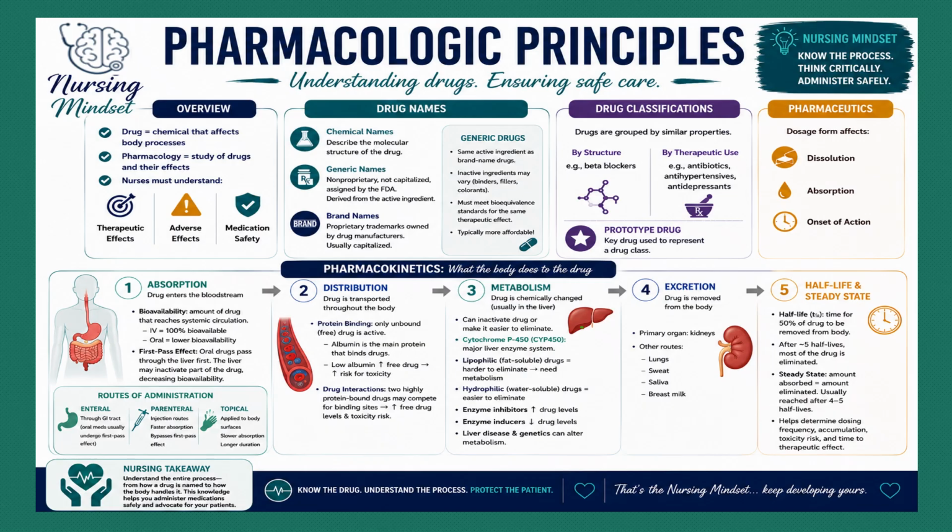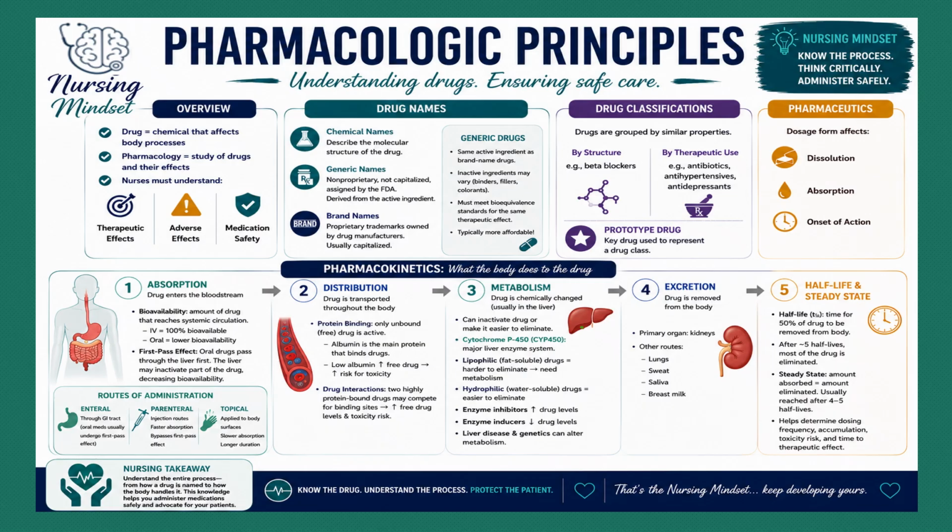Pharmacologic principles can feel like a long list of terms: absorption, distribution, metabolism, excretion, half-life, steady state, peak, trough, bioavailability, and first pass effect. But these terms are not just definitions that we need to memorize. They actually explain what happens to a medication after it enters the body. And that directly affects how safely you administer and monitor those medications. So let's walk through the process.